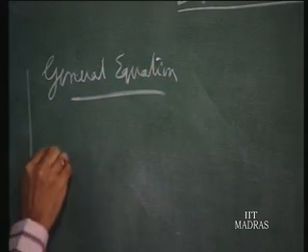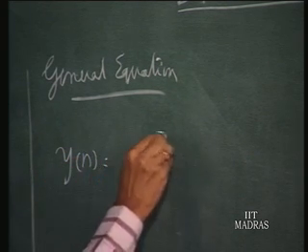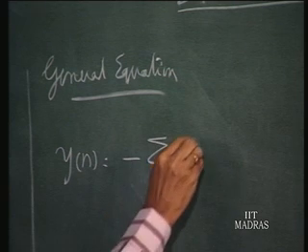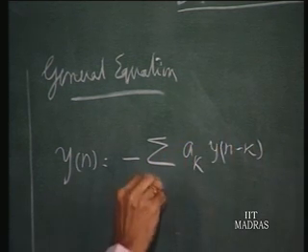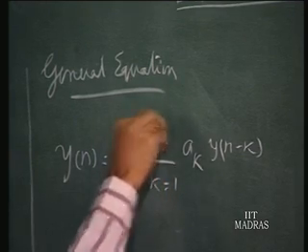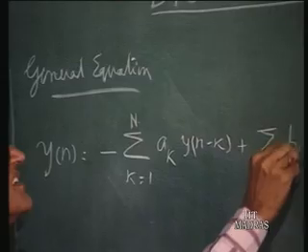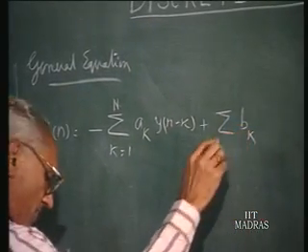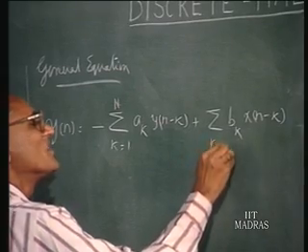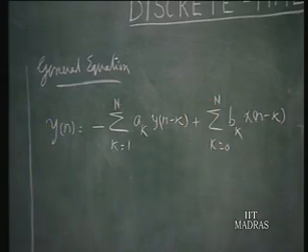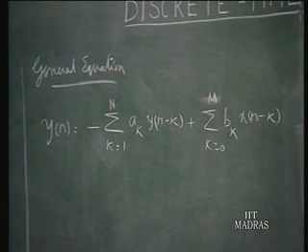In general, we can say y[n] is obtained as minus the sum of a_k y[n-k], k from 1 to N, plus the sum of b_k x[n-k], k ranging from 0 to M. You can even have another index M also, it doesn't matter. So this is a general equation.